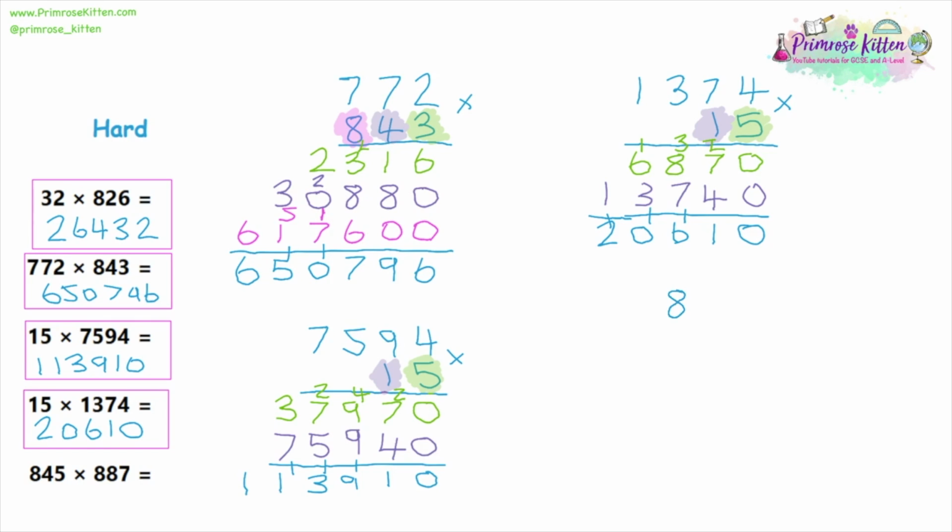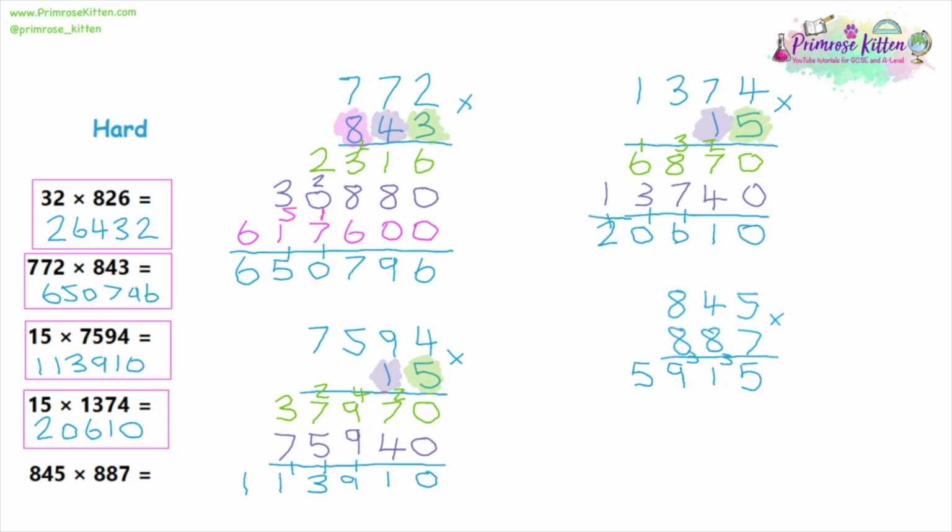The final question is 845 multiplied by 887. So starting off with the units, writing our answer in the units column. 7 times 5 is 35. Carry the 3. 7 times 4 is 28, plus the 3 we carried is 31. Carry the 3. Then 7 times 8 is 56, plus the 3 we carried is 59, carrying the 5.